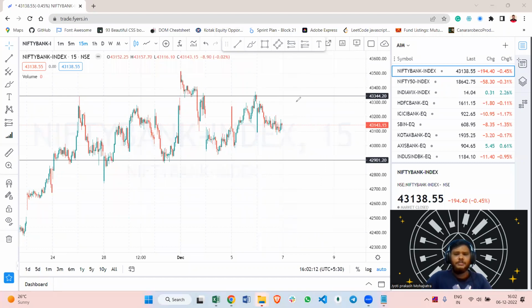But if it shows any kind of negative scenario by opening gap up, then you can immediately take a trade for selling, and your target will be 42,200 first. Next target you can clearly set to 40,150. And that's it for Bank Nifty.